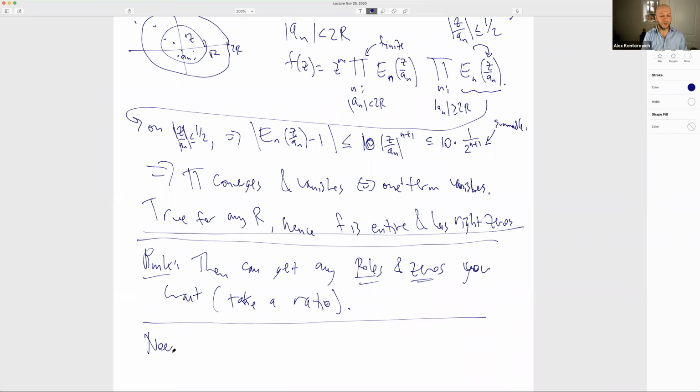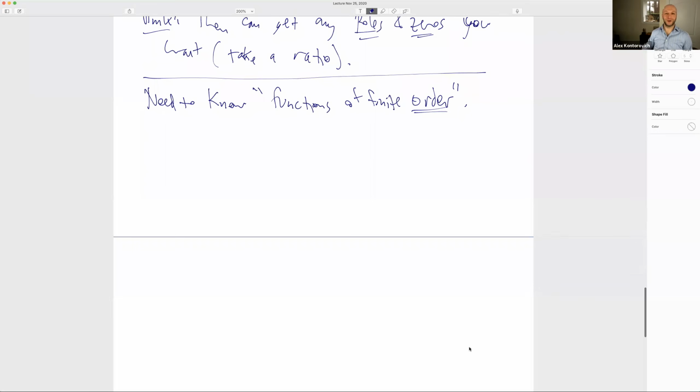We need to know something about functions of finite order. Functions of finite order, another word that is horribly abused, the order. Great word, guys. That doesn't mean anything else anywhere else in mathematics. The order of a function.